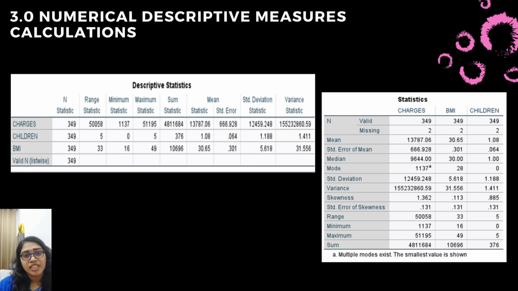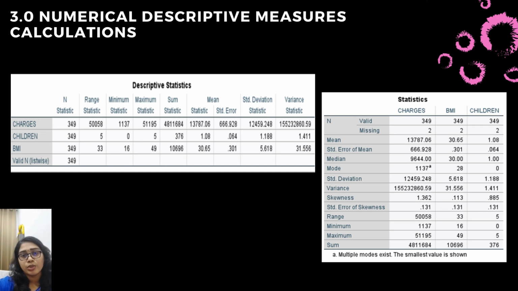N statistic is 349, range statistic is 33, minimum statistic is 16, and maximum statistic is 49. Sum statistic is 10,696, mean statistic is 30.65, standard error is 0.301, and standard deviation statistic is 5.618, variance statistic is 31.556. So the valid N is 349.